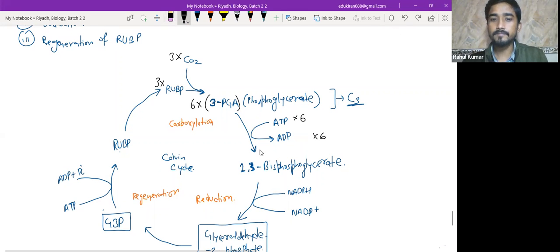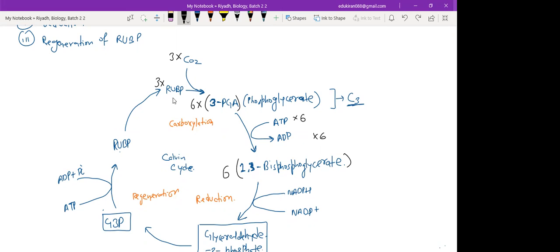That's clear. Now, how many 1,3-bisphosphoglycerate molecules will be made? 6 only, because there were 6 3-PGAs to which phosphate was added to make 6 1,3-bisphosphoglycerate. Clear? Everything making sense till here? And how does this 6 come? Because RuBP itself is a 5 carbon molecule.